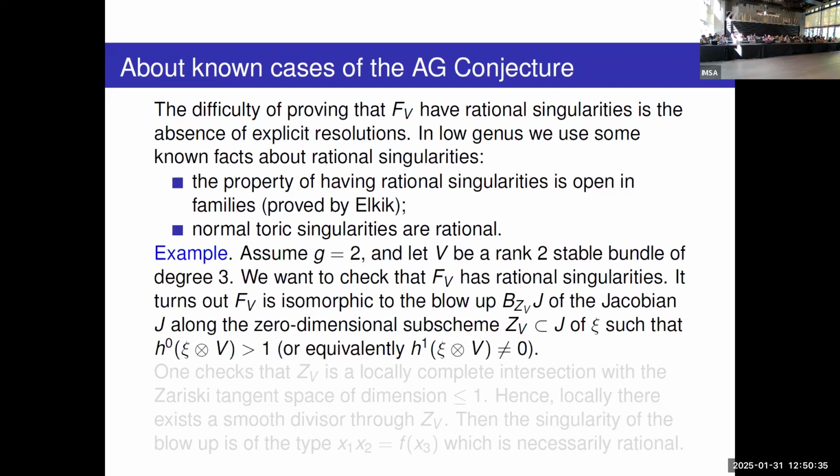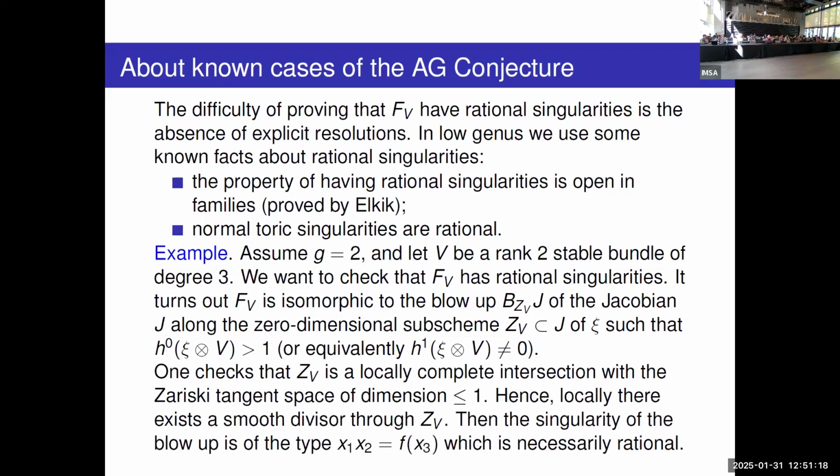So for example, if genus is 2, we start with a rank 2 stable bundle of degree 3. Then we have the Jacobian, which is 2-dimensional, and it turns out that our variety is just going to be a blow-up of some 0-dimensional subscheme in the Jacobian. This 0-dimensional subscheme is going to be a local complete intersection, and furthermore, one can check that the Zariski tangent space is at most 1-dimensional, and this implies that it looks like this. So you have a smooth divisor, and then you blow it up. Such a thing automatically has rational singularities, because it will be described by this type of hypersurface singularity, x1 x2 equals something with x3, and then you can degenerate this to a normal toric hypersurface that has rational singularities.